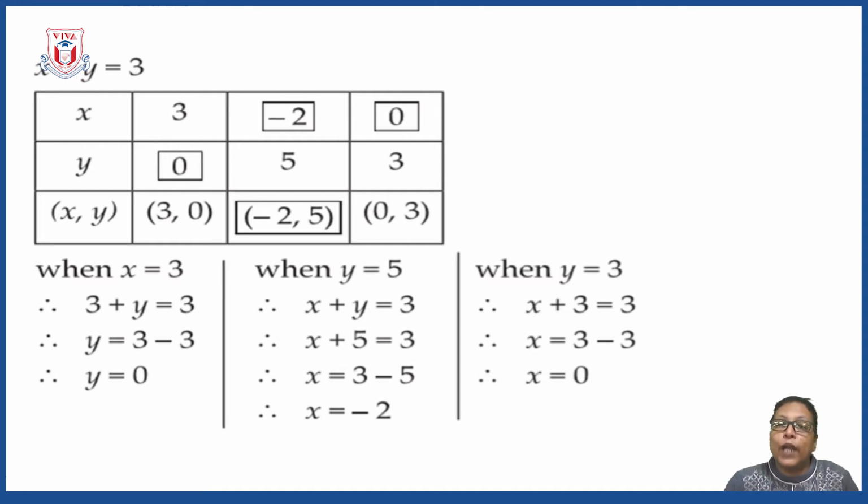Below you have to write one more box, and in that you have to write down the ordered pair. So write the value of x first, comma, and then the value of y. See the third one now.